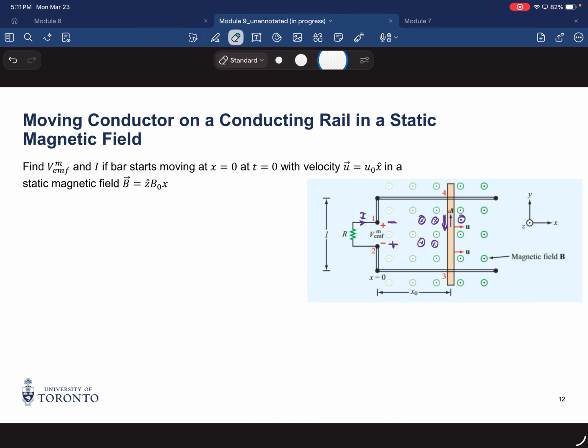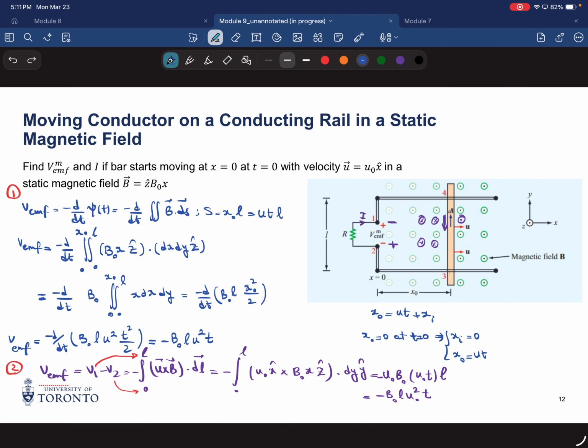So here, the first method we can use was to go directly to the definition of VM being the time derivative of psi. And then psi was defined by B dot ds here, where S is basically the length of the rod multiplied by the distance x naught as the rod is moving. That would show you how much magnetic flux you have through this area. But this area is a function of time as well.